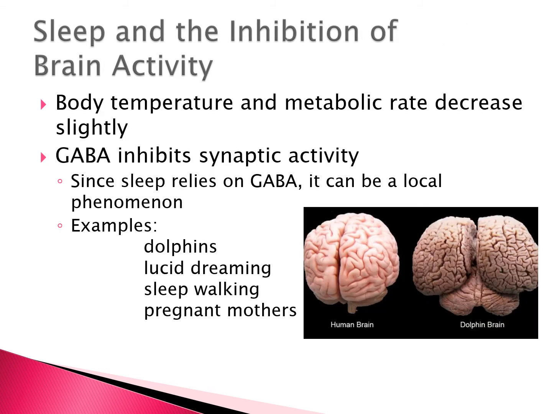And finally, as we're going to talk about the inhibition of brain activity and something that promotes sleep, GABA, gamma-aminobutyric acid, if you remember early on me saying this is a widely distributed inhibitory neurotransmitter, this inhibits synaptic activity. As we're sleeping, our body temperature and our metabolic rate decrease slightly, and we start releasing GABA. And this can be a local phenomenon.